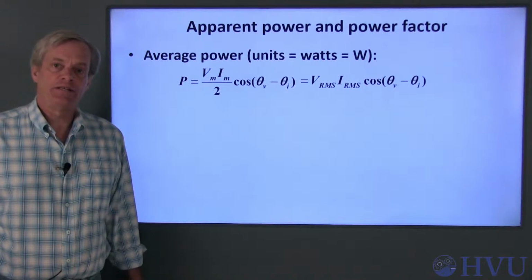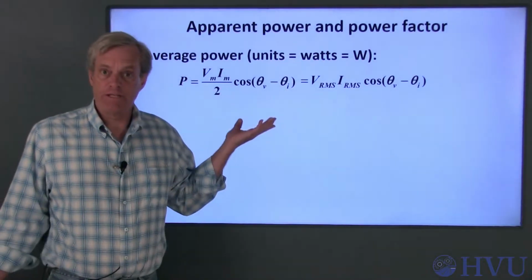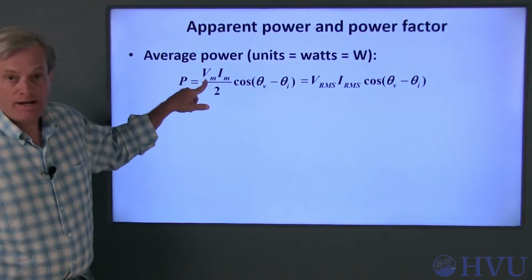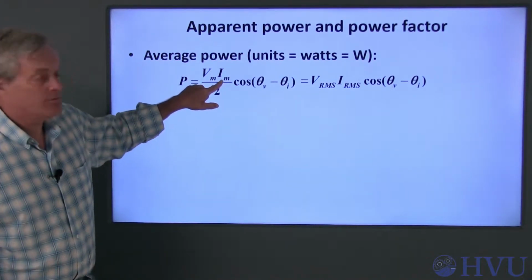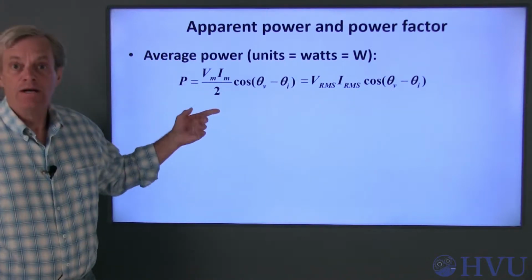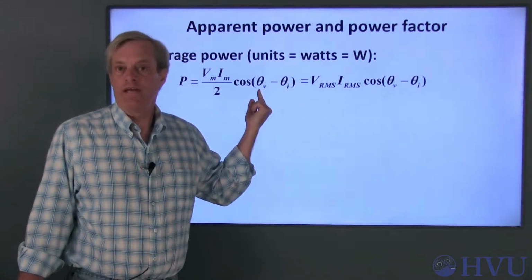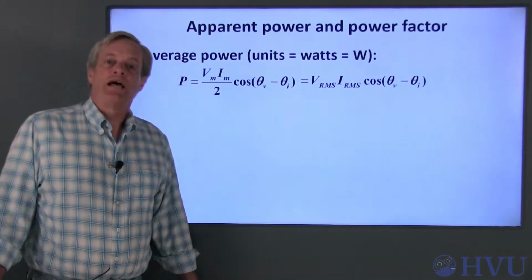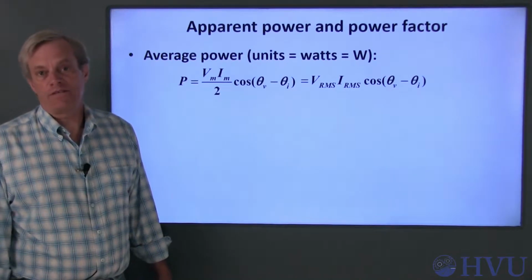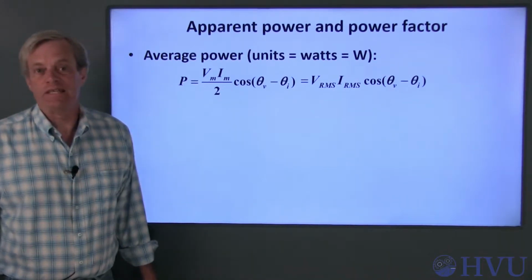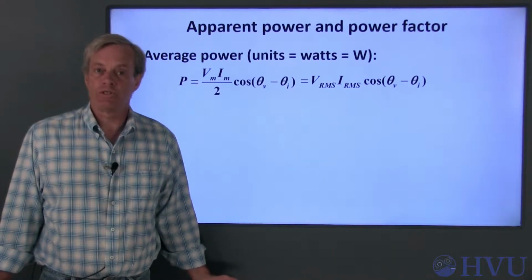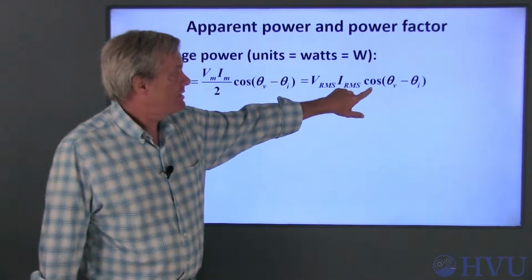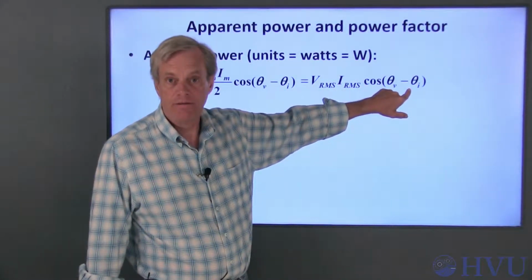These terms are related to the equation for average power that we've already seen. In terms of the peak values of voltage and current, the average power is the maximum voltage, V sub m, times the maximum current, I sub m, over 2, times the cosine of the voltage phase, theta sub v, minus the current phase, theta sub I. Since for sinusoidal signals with no DC offset, the RMS value of the signal is equal to the peak value over the square root of 2, this is identical to the RMS voltage times the RMS current times the cosine of theta v minus theta I.